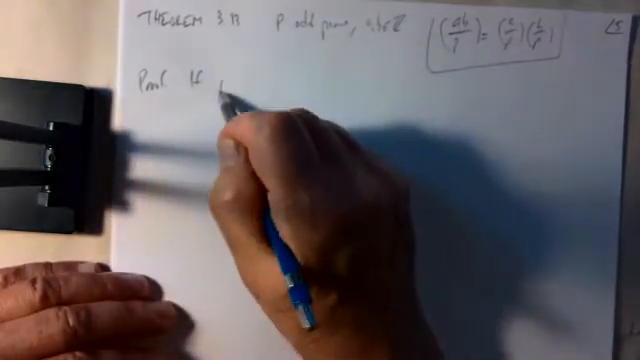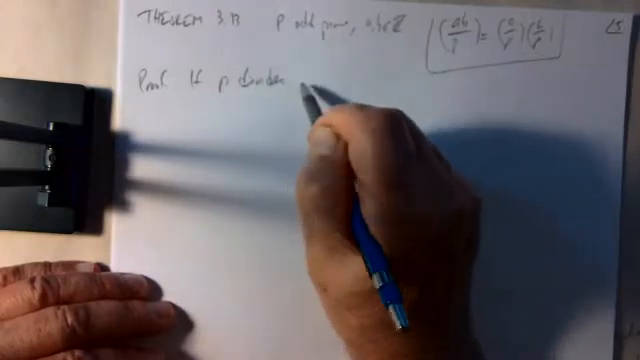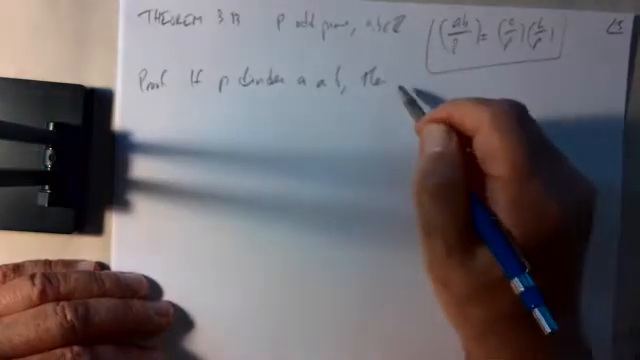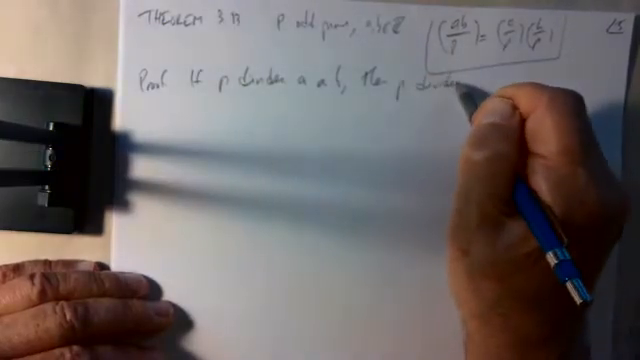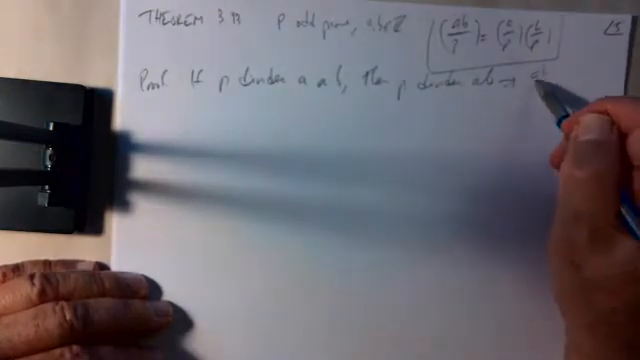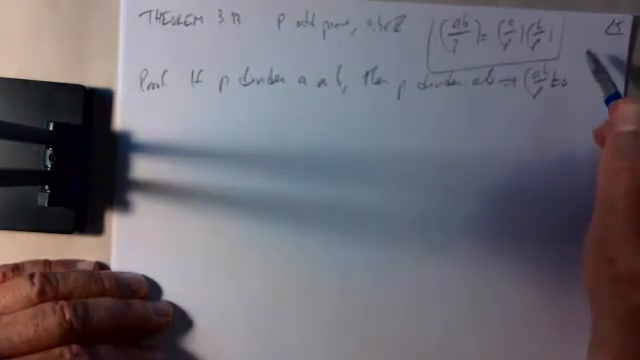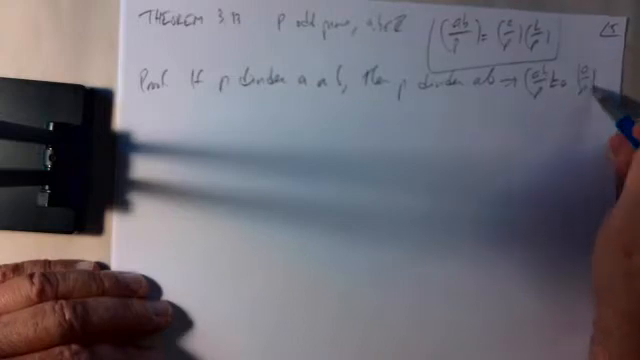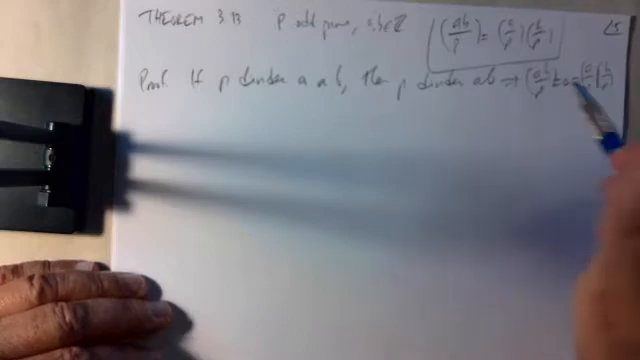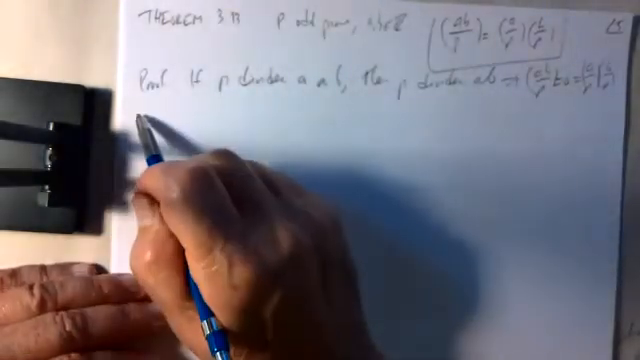So the first case is simple. If P divides A or B, or both, then P divides AB, and so AB over P is 0, and you have A over P and B over P. At least one of these two is 0, so the product is 0. So if P divides A or B, this statement is true. So that's the first case.